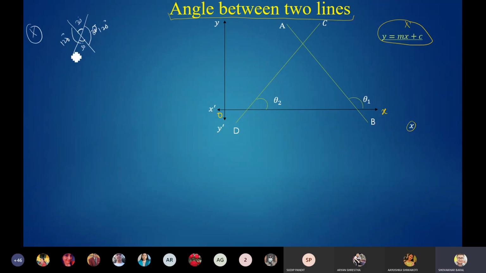So basically, if you talk about the angle between the two lines, there are two angles actually. One is an acute angle and the other one is an obtuse angle.